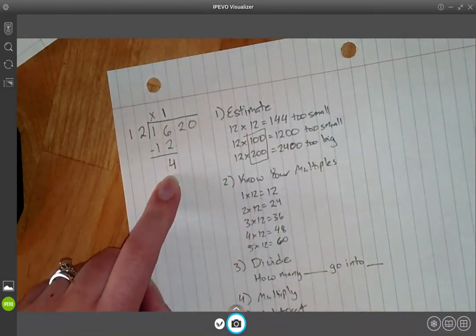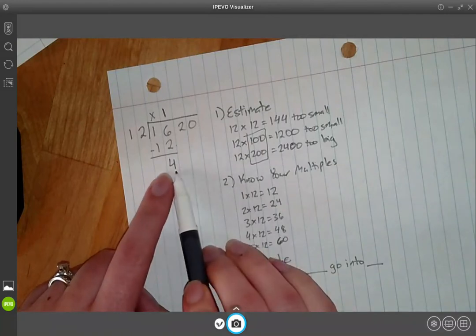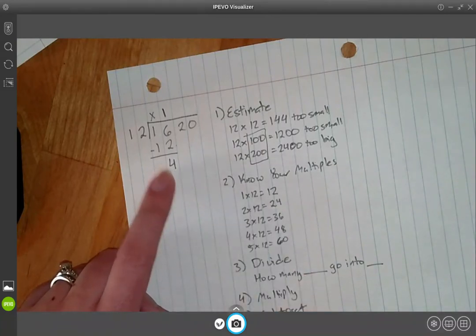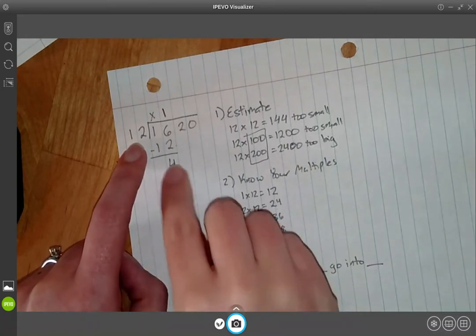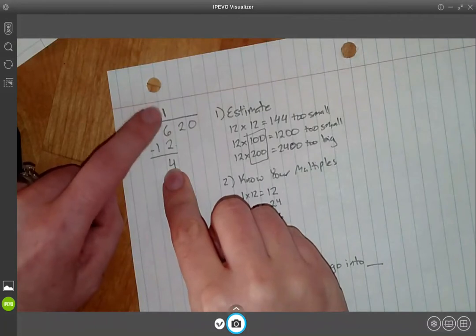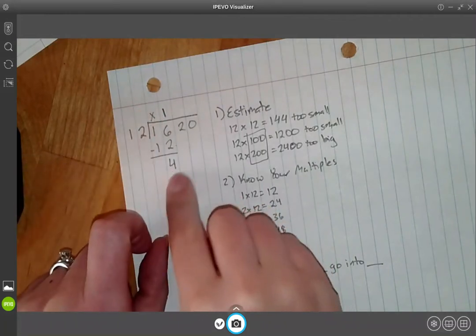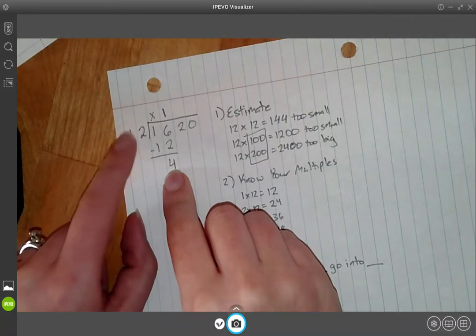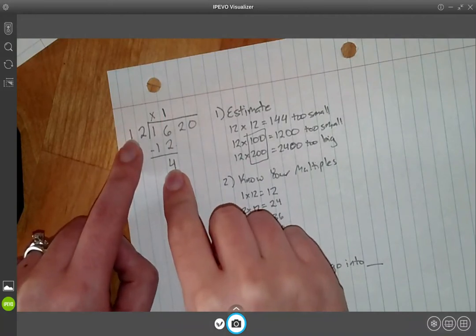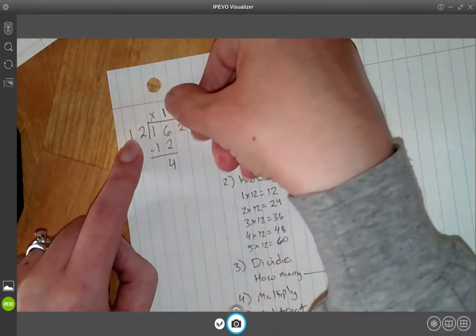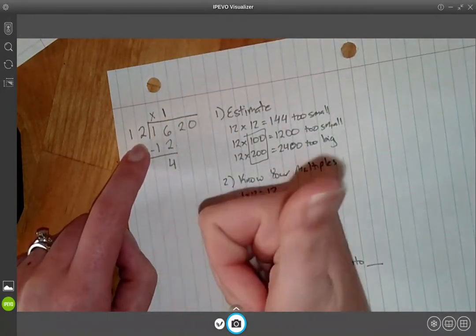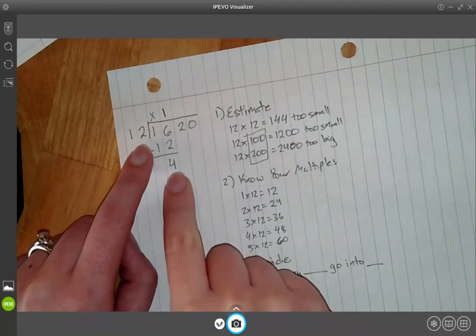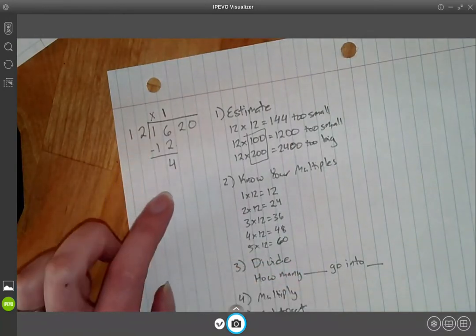Now this number here, this is important. If this number is bigger than your divisor, you've done something wrong. That means you didn't find enough groups. So if this number down here is bigger than your divisor, you've done something wrong. Go back and make this bigger. Okay? Because 4 is smaller than 12, I know I've done this correctly. Thumbs up, yay. And now I'm going to proceed with the next step.